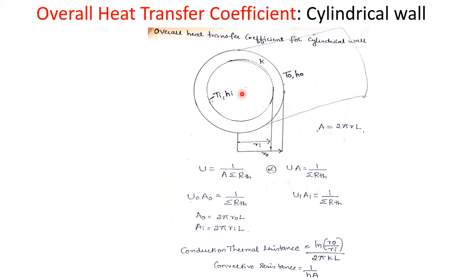So from here to here convection heat transfer takes place. From here to here conduction heat transfer takes place through this thickness of the cylindrical shell. Then again from the outer surface of the cylinder to this outside cold fluid which is maintained at temperature T0, heat transfer takes place by convection.